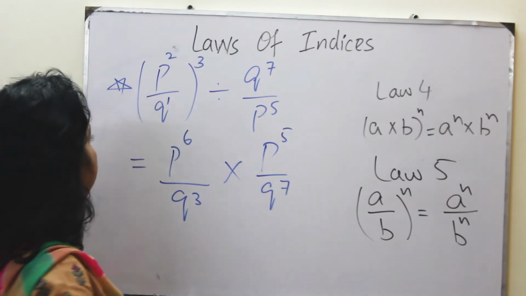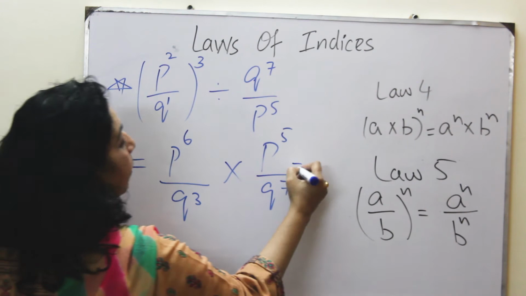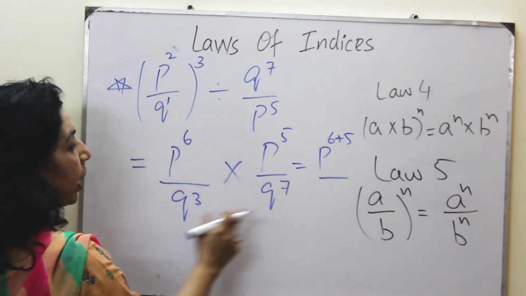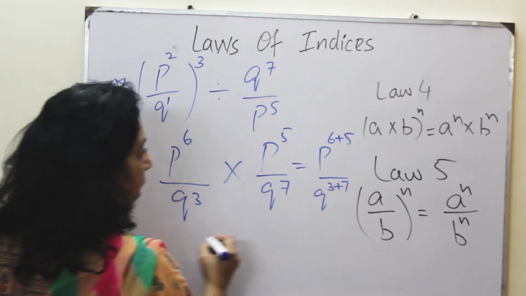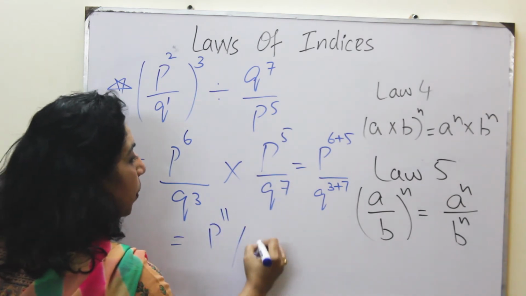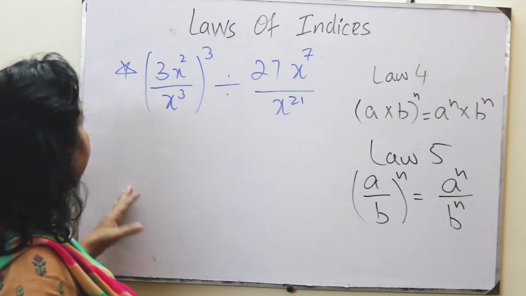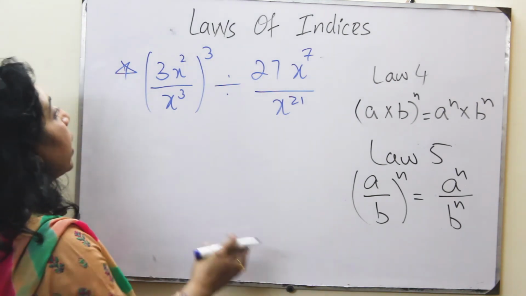Now I shall have p6 plus p5, because there is a sign of multiplication here, 6 plus 5. And q denominator with the denominator, q3 plus 7, that is 10. So my answer will be p11 over q10. One more question related to law 5. We shall use law 4 and law 3, obviously law 1 and 2 in it.